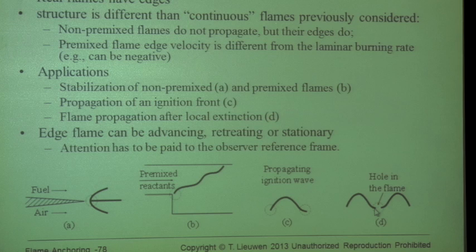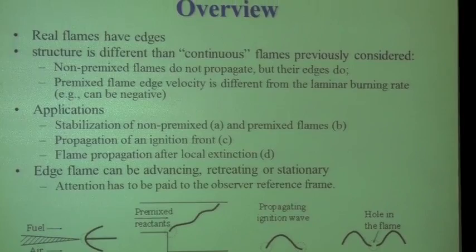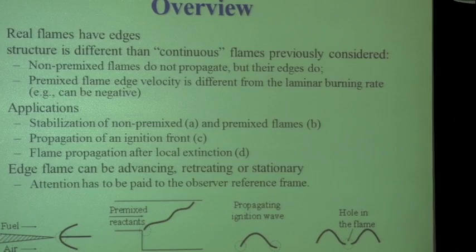And so forth. So just a couple other things to note. I already mentioned this, that the premixed flame edge velocity is different from the laminar edge velocity. Simple example is that a laminar consumption speed is by definition a positive quantity. It can't be negative. But an edge velocity can be positive or negative. Right? The edge of a flame can be advancing into reactants or retreating.